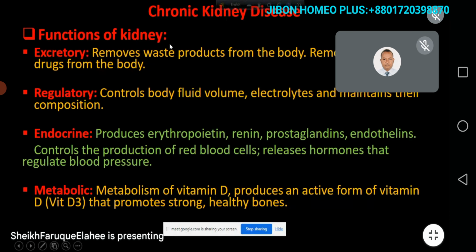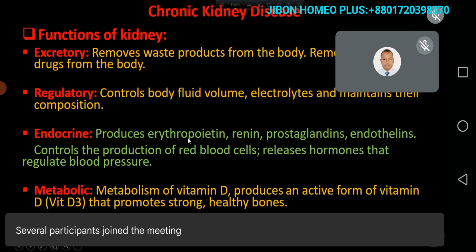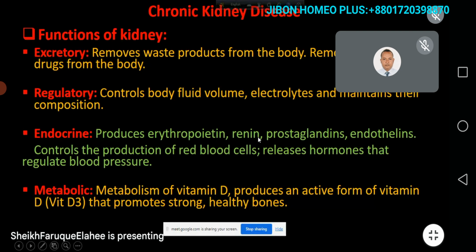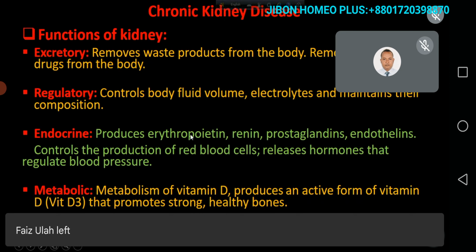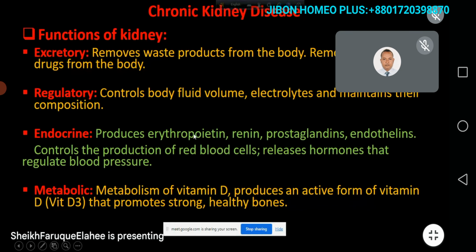Kidney produces some hormones like this. This is called erythropoietin, very important. We'll discuss. Then renin, also very important to manage your blood pressure. This erythropoietin is very important to maintain your hemoglobin level. Then prostaglandin and insulin and other things also. So kidney produces these things, and these are very important for some things of our body.